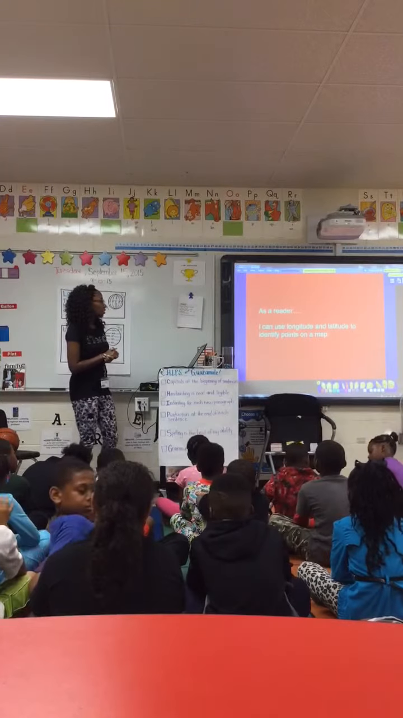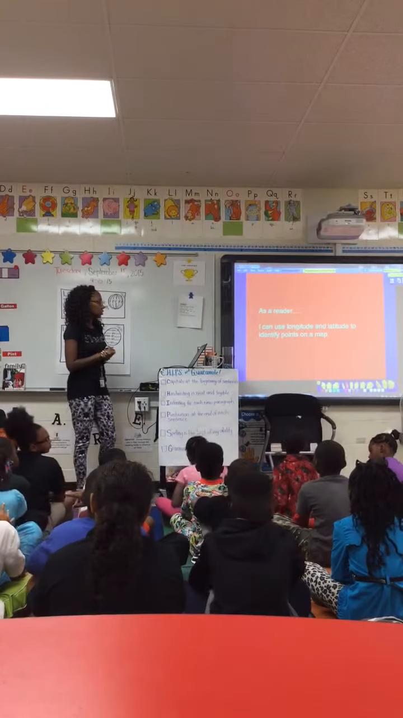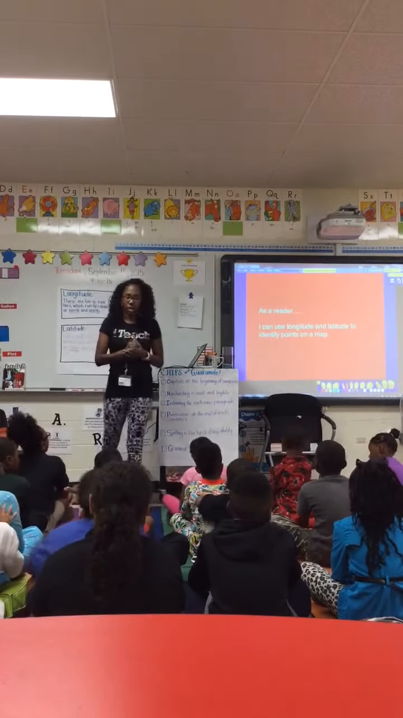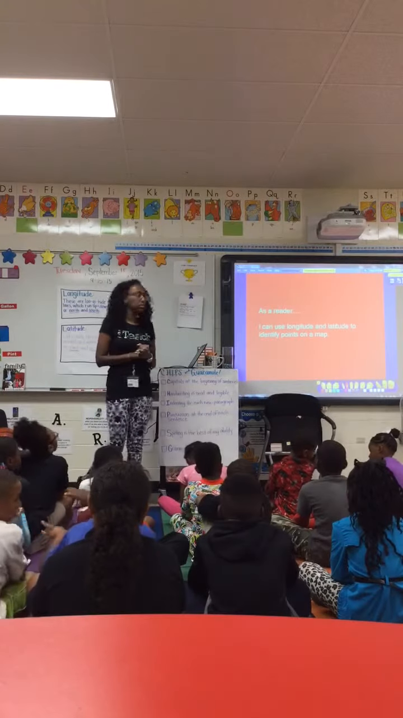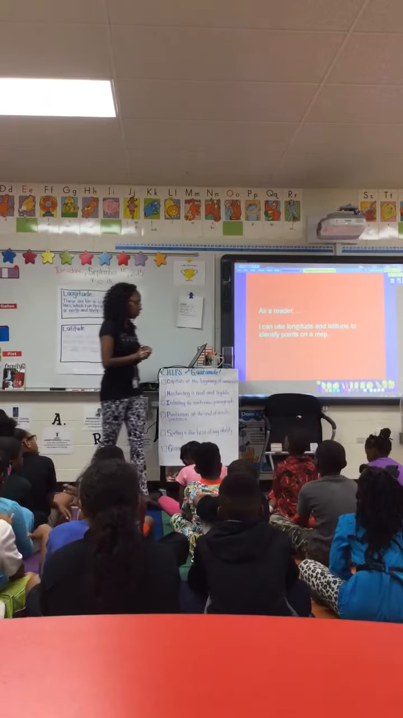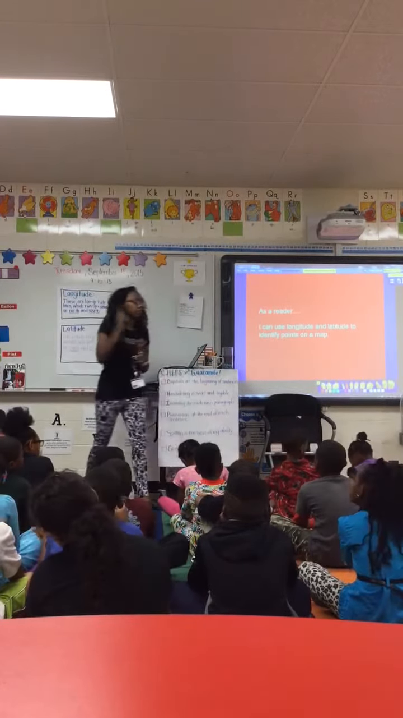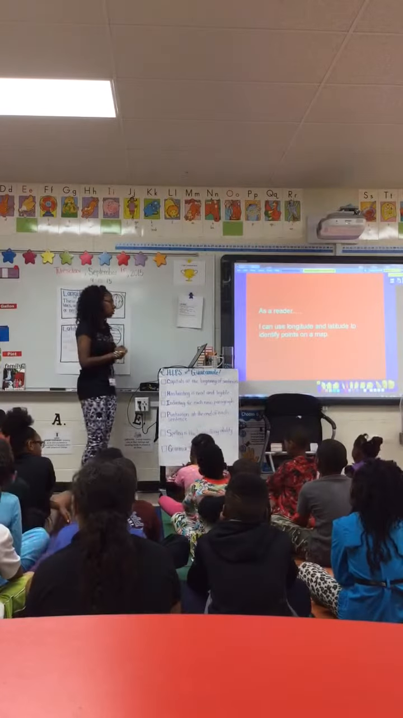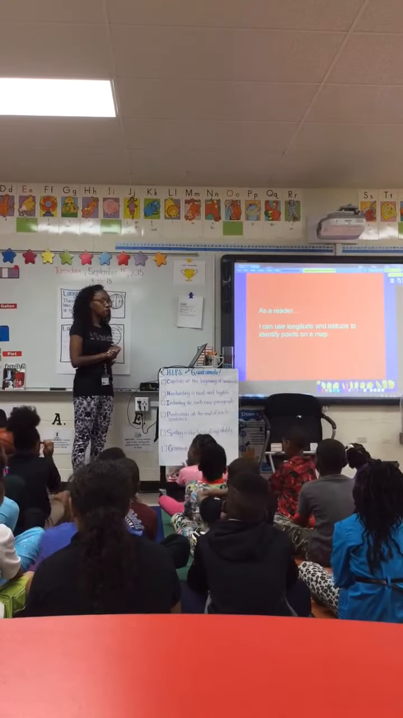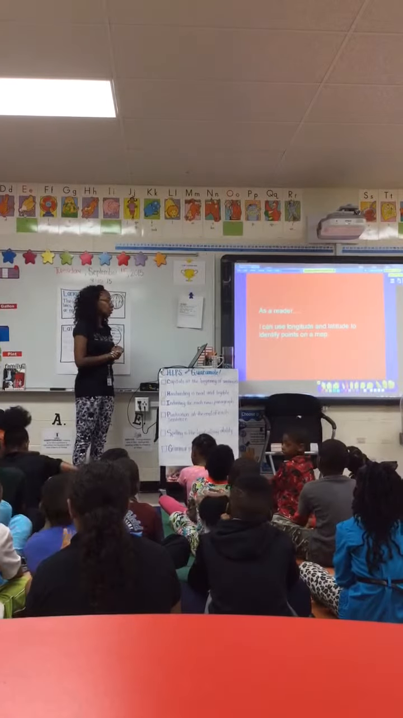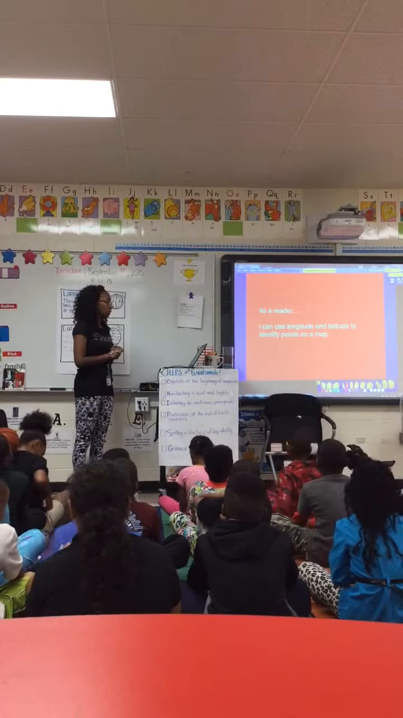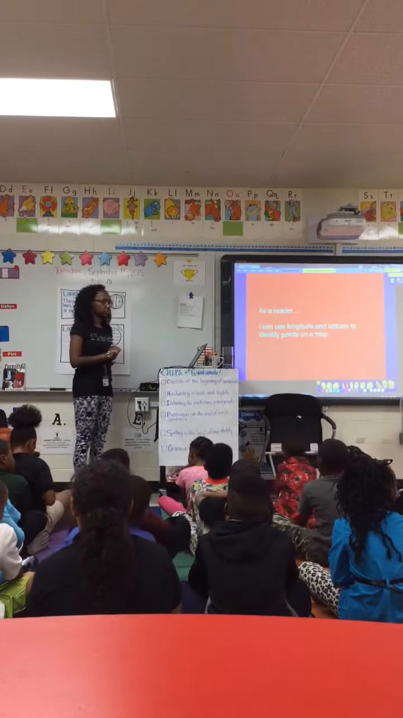I can use longitude and latitude to identify points on it. All together: as a reader, I can use longitude and latitude to identify points on a map.